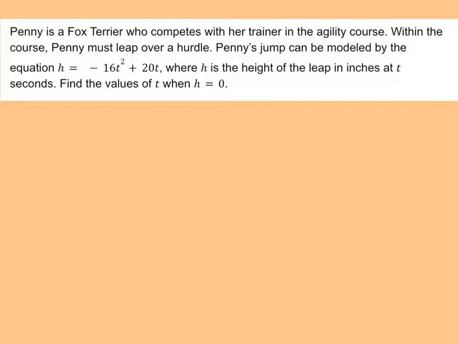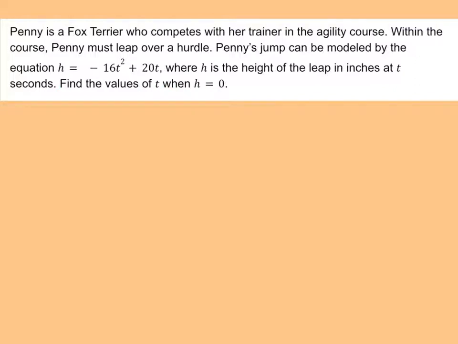Let's read it together. Penny is a fox terrier who competes with her trainer in the agility course. Within the course, Penny must leap over a hurdle. Penny's jump can be modeled by the situation h equals negative 16t squared plus 20t, where h is the height of the leap in inches at t seconds. Find the values of t when h equals 0.